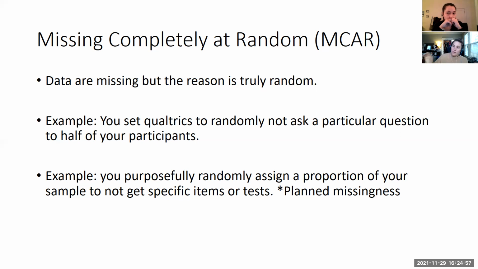Another example is that you purposefully randomly assign a proportion of your sample to get specific items or not get specific items or tests. And that is called planned missing data, and it is super cool and one of my favorite things to talk about and something that I do research in. So you can deliberately decide to make all of your surveys even shorter by randomly assigning people to give specific items to. In this case, you have data that are missing completely at random, and you can use the techniques that I'll describe in this lecture today and that are in the papers that you have to read and recover all of your estimates just fine. I'll explain that too in just a second.